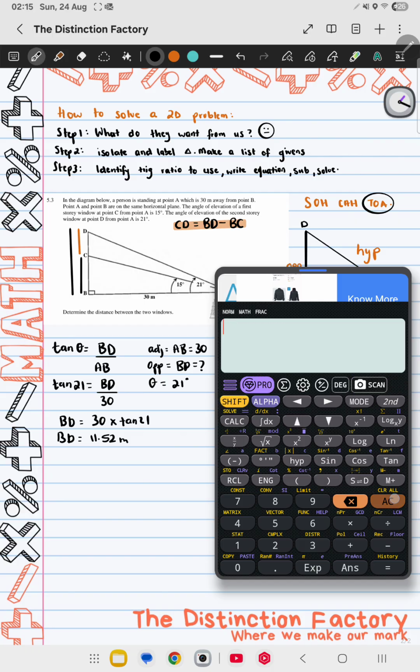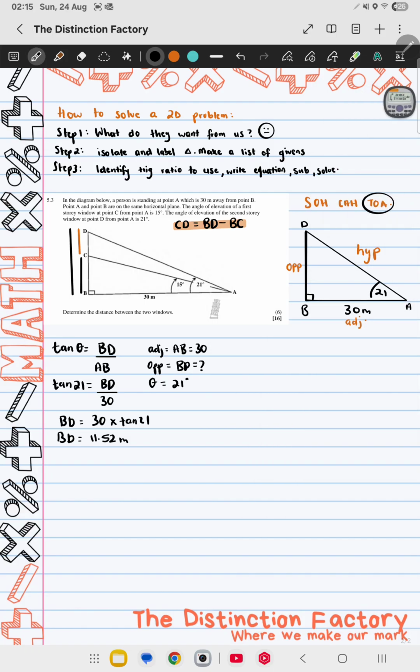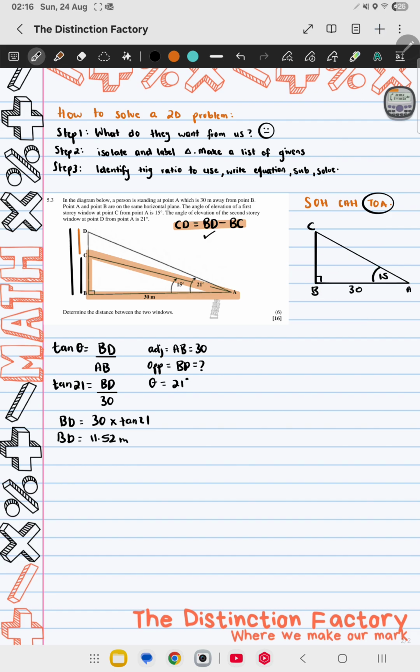Now I can go ahead and calculate the next part of my equation. So I have just solved for BD. I need to now solve for BC. So if I'm solving for BC, I will have to use triangle ABC in order to calculate that. So I will isolate that triangle here for us on the side. And now we can label this triangle according to the angle. So our hypotenuse is opposite the 90 degrees, our opposite is opposite the 15, and adjacent is our leftover side.